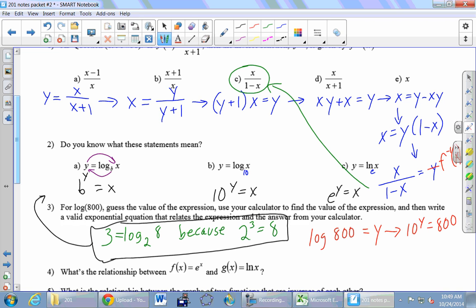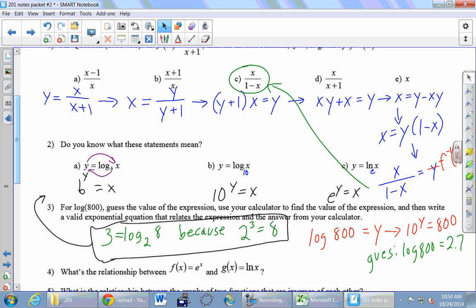So again, don't use a calculator just yet. But for example, 10 to the first is 10, which is too small. 10 to the second is 100, which is still too small. 10 to the third is 1,000, which is bigger than the 800, which means that the y, the correct power up there, has to be between what 2 integers? 2 and 3. And because 800 is so darn close to 1,000, probably the y is closer to 3 than to 2. Okay? So our guess is that log of 800 is, I don't know, 2.7, 2.8, 2.6, something between 2 and 3, probably closer to 3.